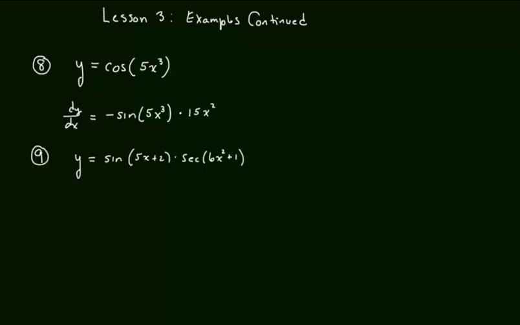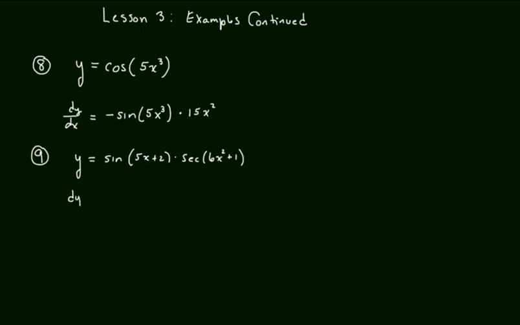Example number 9. Y equals the sine of 5x plus 2 times the secant of 6x squared plus 1. You will see shortly that committing the trig derivatives to memory is absolutely essential so that you don't get lost in the details of the chain rule by trying to scrounge around for the derivatives of these known trigs. You should have them committed to memory.